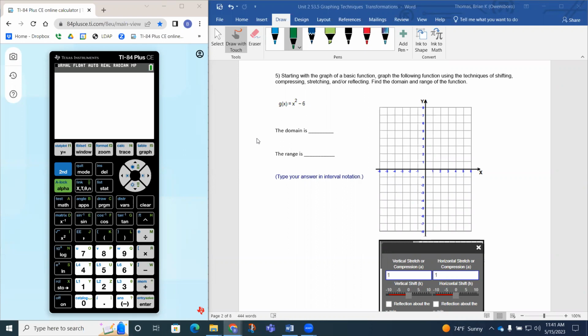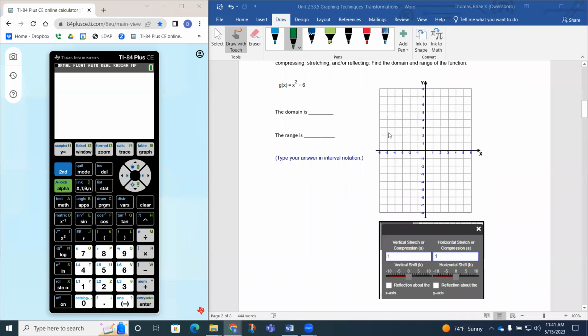So starting with the graph of a basic function, graph the following using techniques of shifting, compressing, stretching, reflecting. Find the domain and range of the function. So if we see the function g of x equals x squared minus 6, we should be able to see that the parent function is actually going to be y equals x squared. So remember, y equals x squared is the U-shaped graph for the parabola.